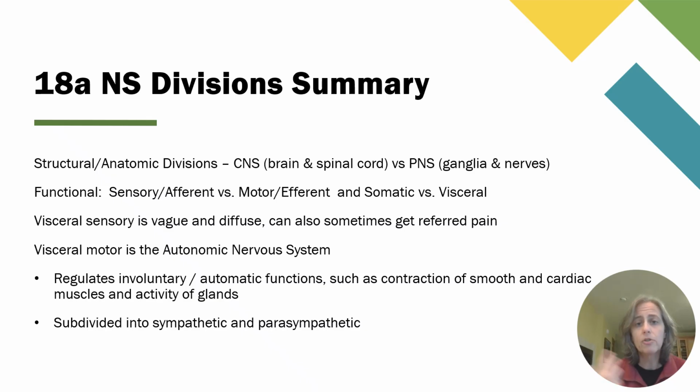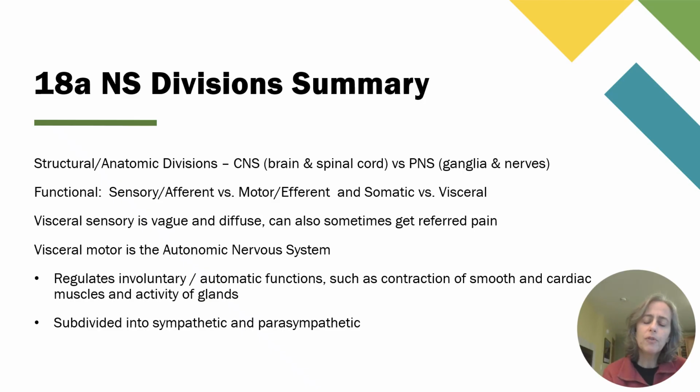So in summary, our structural or anatomic divisions would be central nervous system, brain and spinal cord, versus peripheral nervous system, nerves and ganglia. Functional, then we're talking about sensory or afferent versus motor or efferent. And then within each one of those, you have both somatic and visceral, depending on if we're talking about the meat skeleton and the skin that covers it, or the squishy bits inside, your inner organs. Remember that our visceral sensations are pretty vague and diffuse. They're very non-specific. They're hard for the brain to interpret. And sometimes we'll get referred pain because the brain will be like, oh, I think it's actually that somatic sensory nerve that's telling me that it's got pain. And so the wires kind of get crossed.